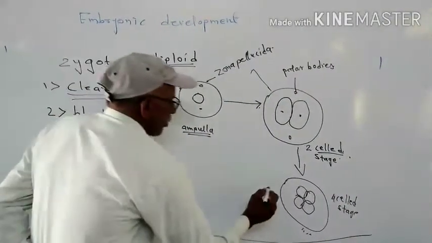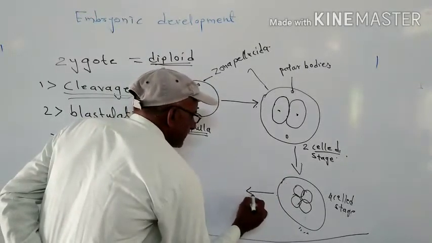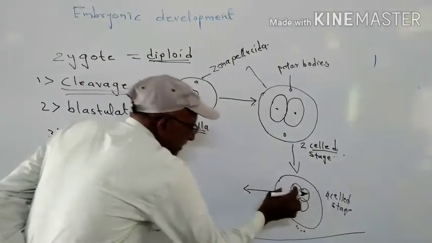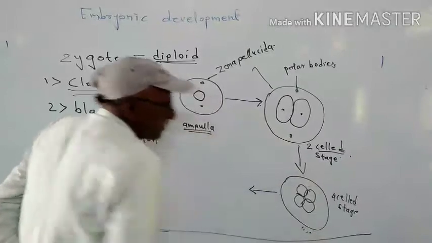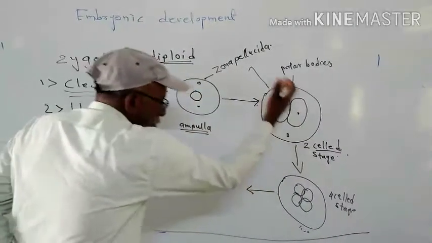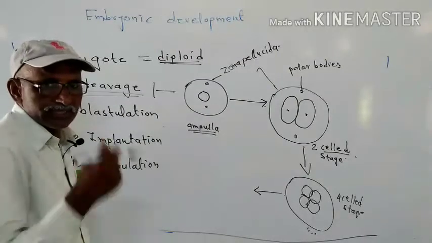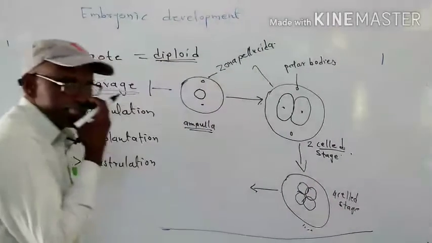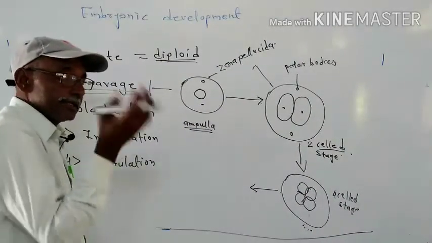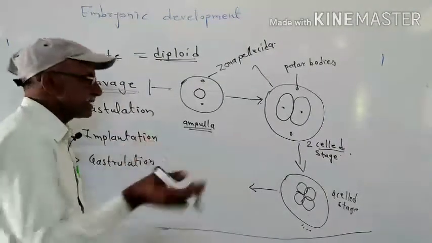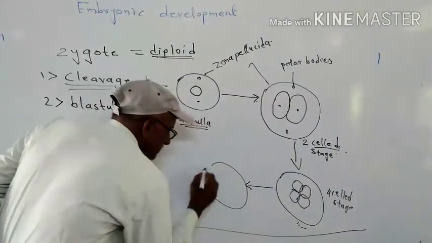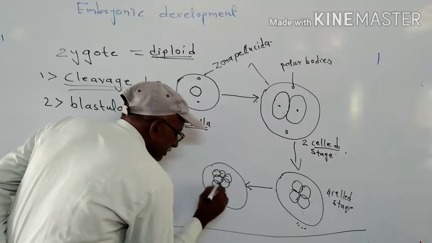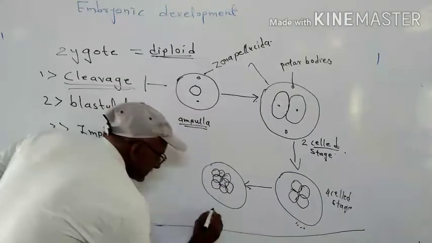Then from this 4-cell stage, again there is a division and 8 cells are formed. Now these cells in this particular zygote are called blastomeres. Now we will not call it a zygote, we will call it an embryo. The next development starts like this. Again there is a division, and from 4 cells, 8 cells are formed. So this is the 8-cell stage.